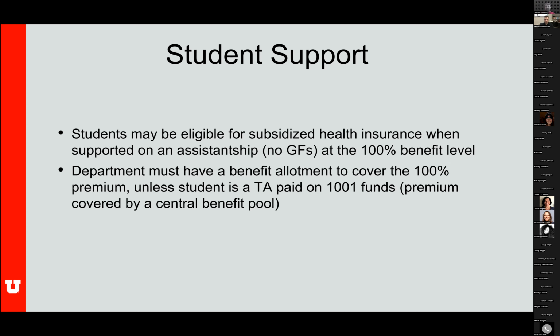Departments have to have a benefit allotment to cover the 100% premium, unless the student is being paid on the 1001 funds. As a reminder, this is different from previous semesters where it was just the 80% premium. We have moved to covering 100% of the premium for students. So we want to make sure that departments are planning ahead for that.